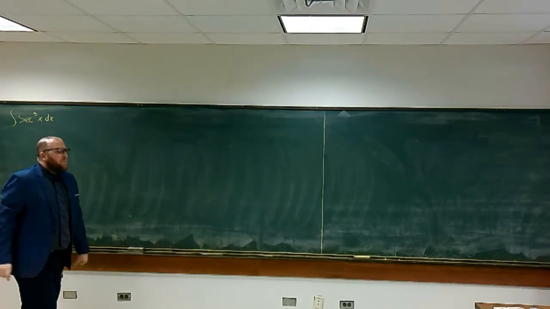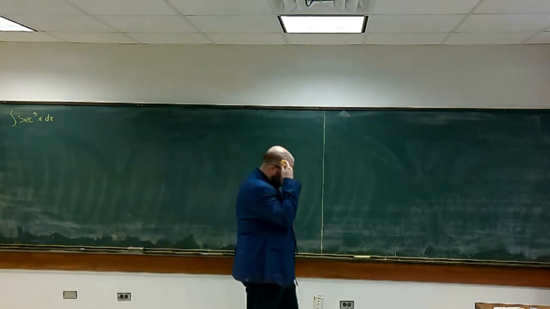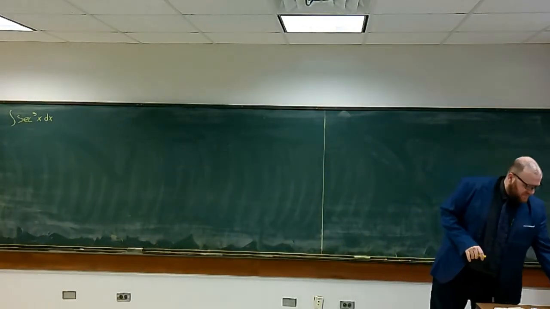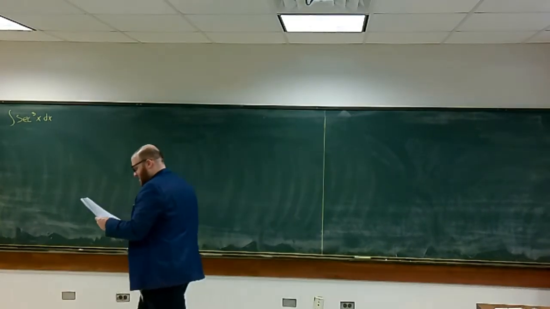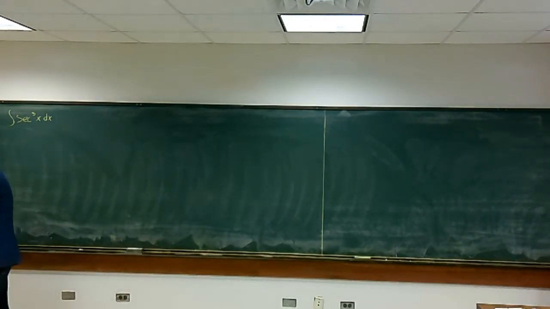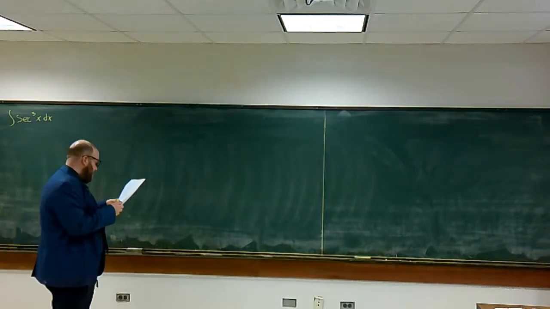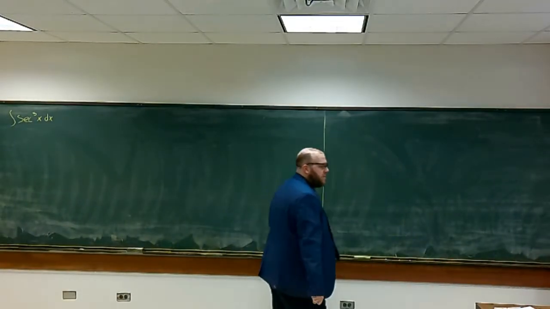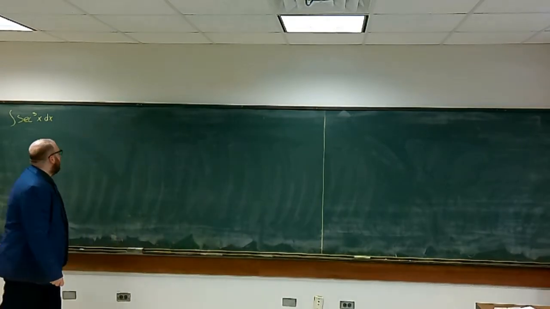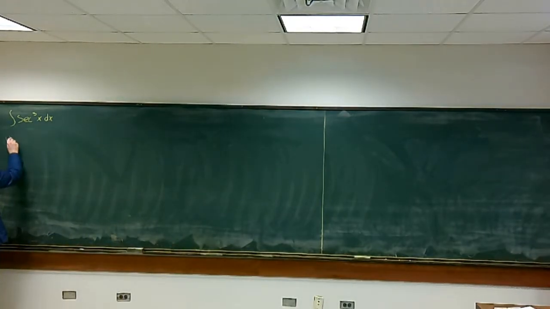Let's look at secant cubed. We'll not be using the secant reduction formula. What do you think? What's U? What's D? Well, dV is going to be what's left. What's U?